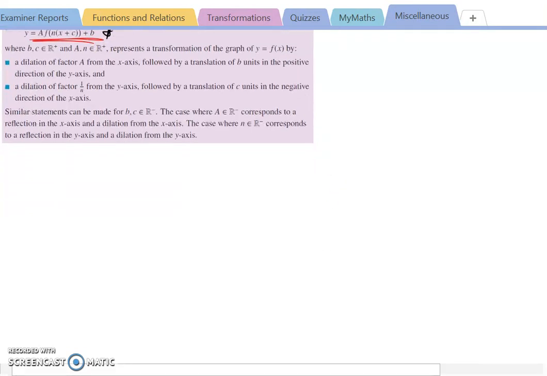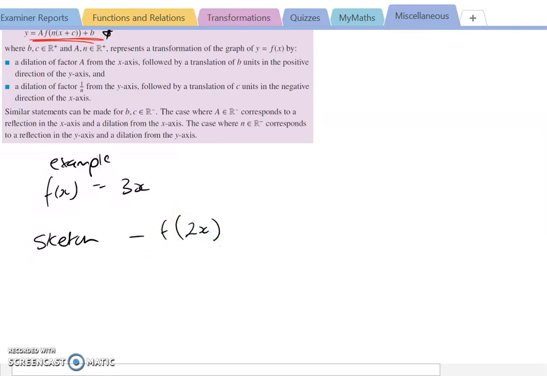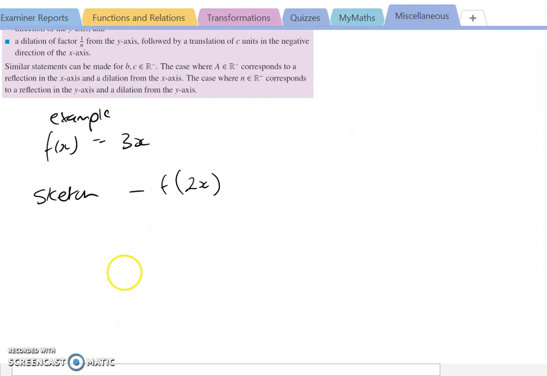Let's do a quick example. If f of x is 3x, and then you're asked to sketch negative f of 2x, well, you can just make the substitution and see what it is, but you can do it step by step as well. So what does 3x look like? It looks something like this.